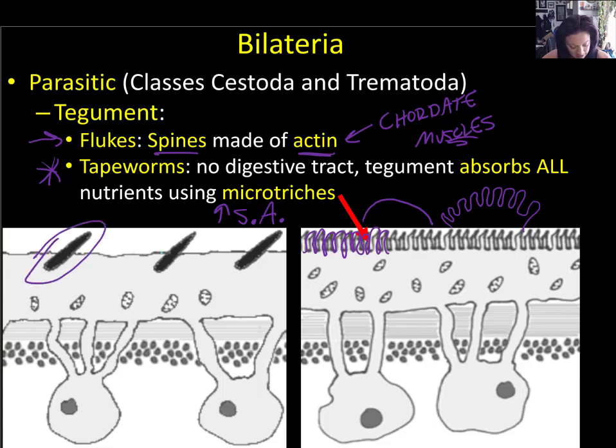Here are the actin spines on a fluke. Those spines embed in the tissue of the host and hold the fluke in place so it can't be washed away by the host's systems. Or at least it's harder to.